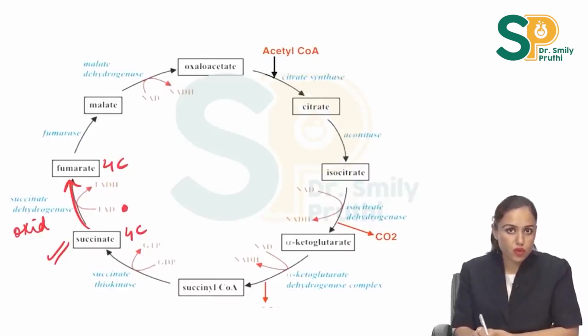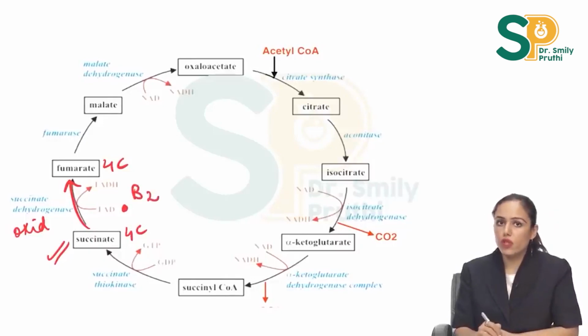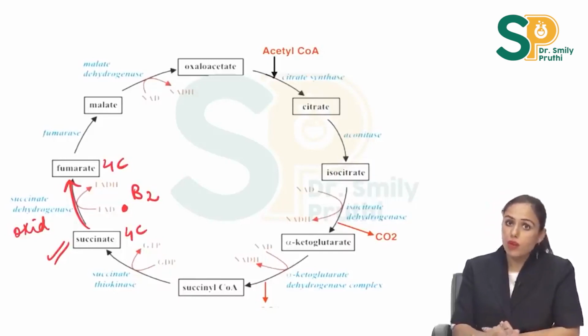FAD forms FADH2, right? So can I say in this step, FAD means vitamin B2 is used. Succinate dehydrogenase will use vitamin B2, right? And you know, if NAD means B3, if oxidative decarboxylation means B1, if simple decarboxylation means B6, right? All that you know. So let's see the next step.